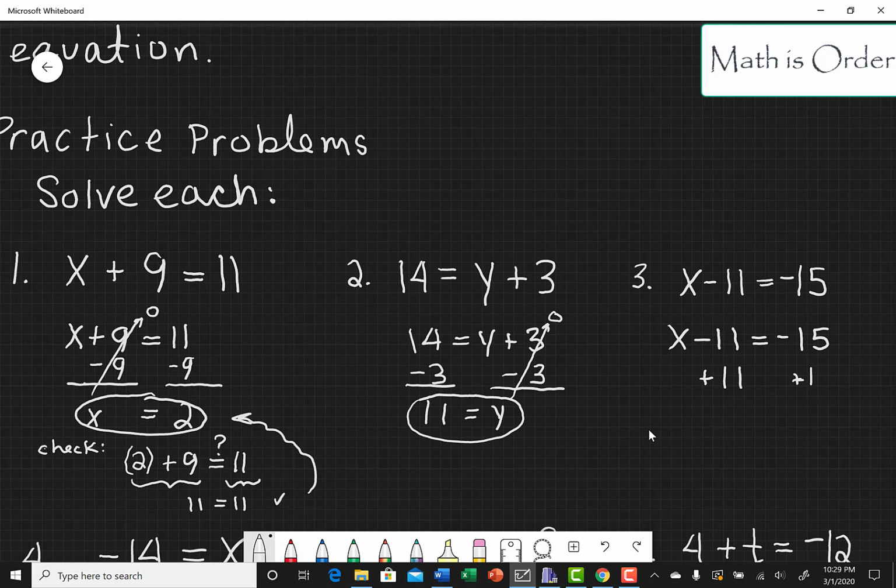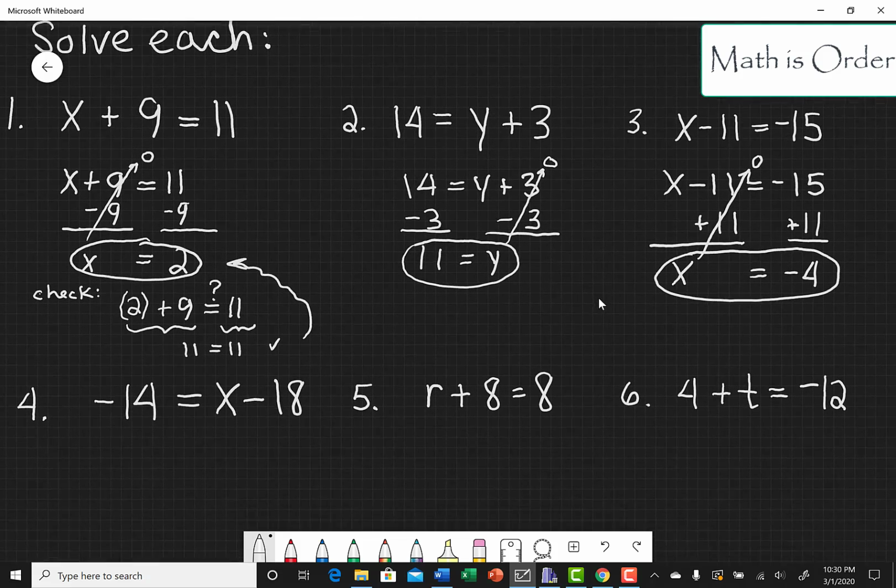And whatever we do to one side, we've got to do to the other side of the equation, other side of the equal sign. All right, now negative 11 plus 11 cancel each other out. And the only thing left on the left-hand side is x, right? And on the right-hand side, we got negative 15 plus 11, and we know this is negative 4. So our final answer is x equal negative 4.